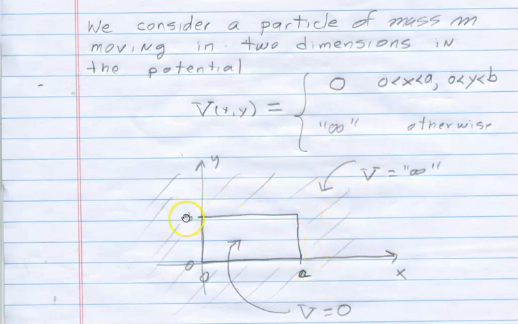With infinite potential, that makes the problem easier to solve, in that if there's infinite potential energy, then the particle never has enough energy to get into that region, and so the wave function vanishes everywhere outside the box. So the particle is confined to stay in this region, x between 0 and a, and y between 0 and b.